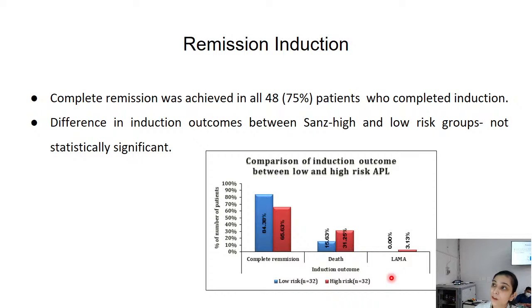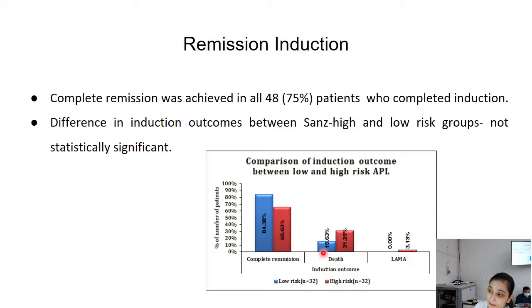Complete remission was achieved in all patients who completed induction, that was 75%, and there was no difference in induction outcomes in low risk or high risk. As we can see here, 84% of patients in the low risk group achieved induction remission and 65% in the high risk group went into remission.